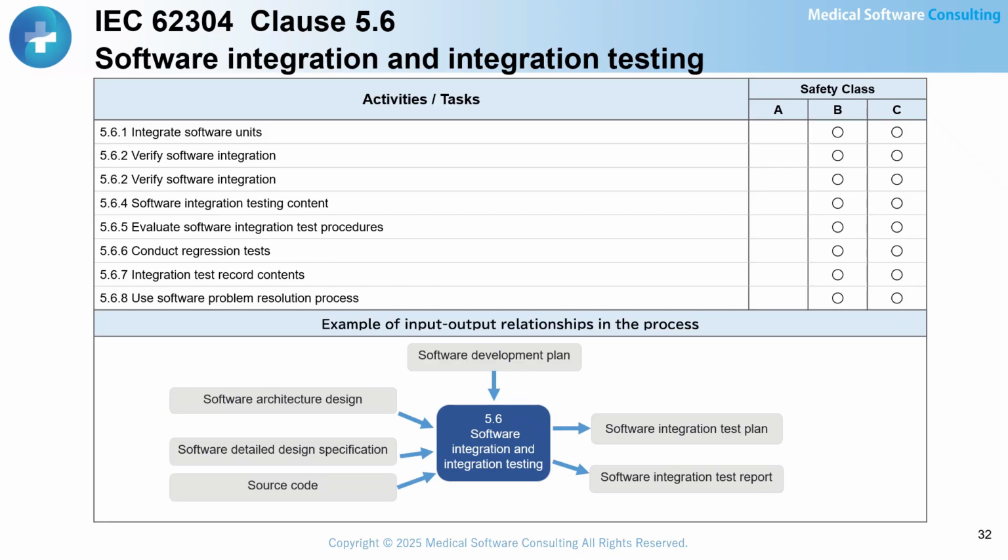In the process of software integration and integration testing, software units are combined into assemblies of software items, or software items are integrated into higher-level assemblies according to the integration plan. When it comes to software system testing, the goal is to verify that the software requirements have been correctly implemented. In this phase, black box testing is often emphasized, focusing heavily on functional tests.